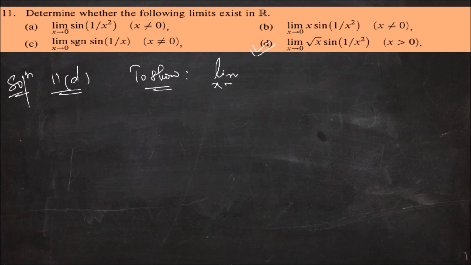So to show limit as x tends to 0 of root x sine 1 by x square, we will show that this is 0. In this case, the limit exists and it is equal to 0. So we will show this.